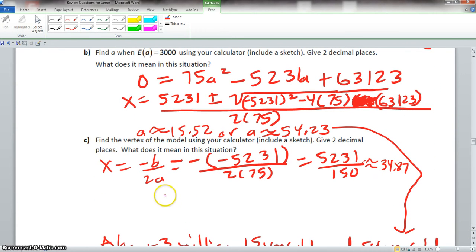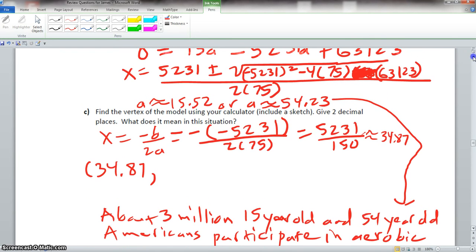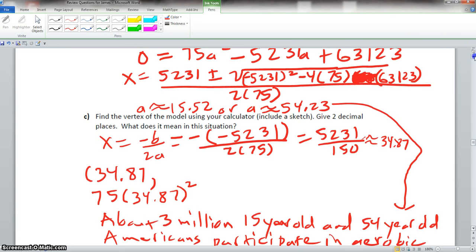Now, our next step would be this here, because we want the vertex. Remember, the vertex is an ordered pair. So we have our x value, approximately 34.87. And we need to put this back into the regular equation wherever x is. So you would go to the regular equation and substitute in 34.87. I know our a was 75, so it'll be 75 times 34.87 squared.